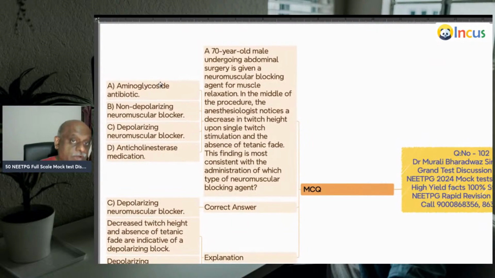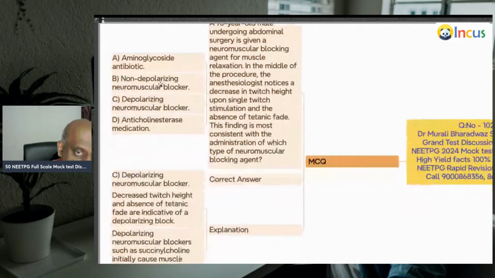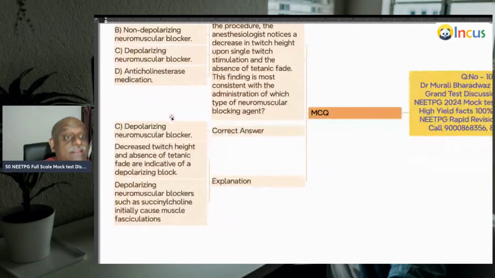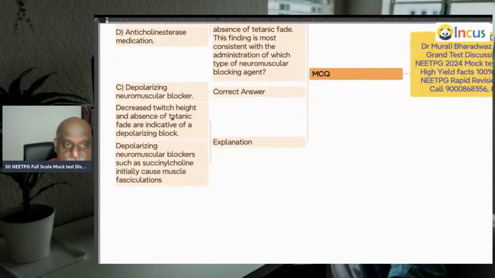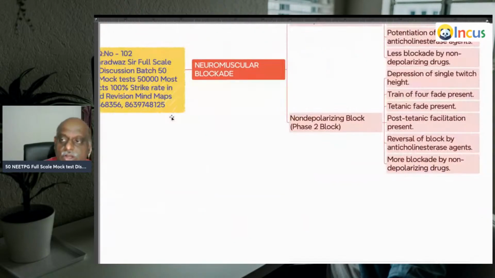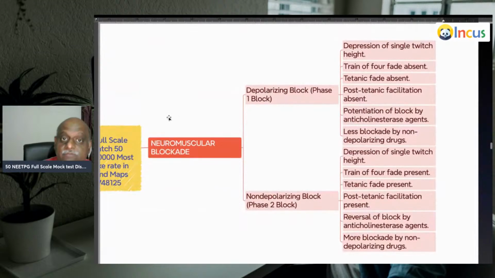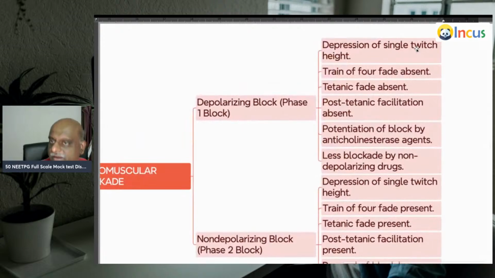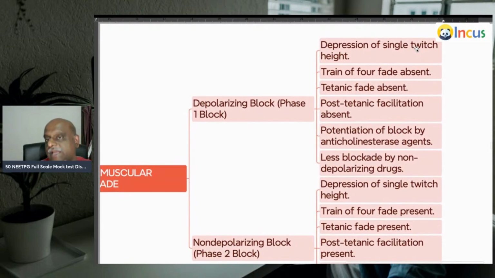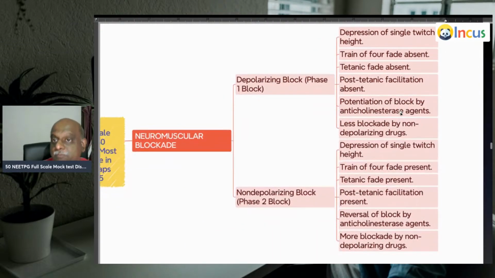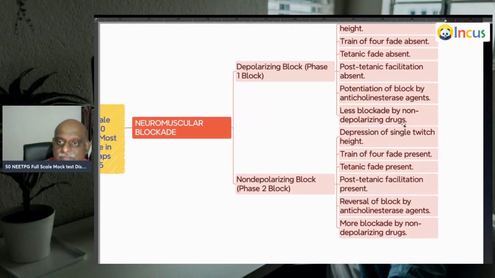A 70-year-old undergoing abdominal surgery is given a neuromuscular blocking agent for muscle relaxation. So it is a depolarizing neuromuscular block. So how do you know? If it is a depolarizing block, phase 1 block, there's a depression of single twitch height, train-of-four fade is absent, tetanic fade absent, post-tetanic facilitation absent, less blockade by non-depolarizing drugs.